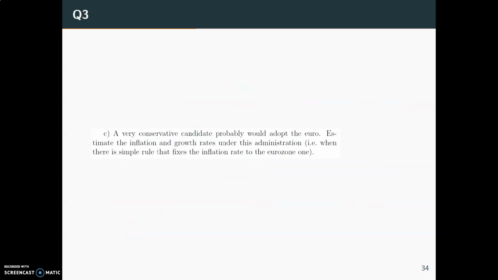Now in question 3, or question C here, we're told a very conservative candidate would probably adopt the euro. Estimate the inflation and growth rates under this administration, i.e., when there's a simple rule that fixes the inflation rate to the Eurozone one.